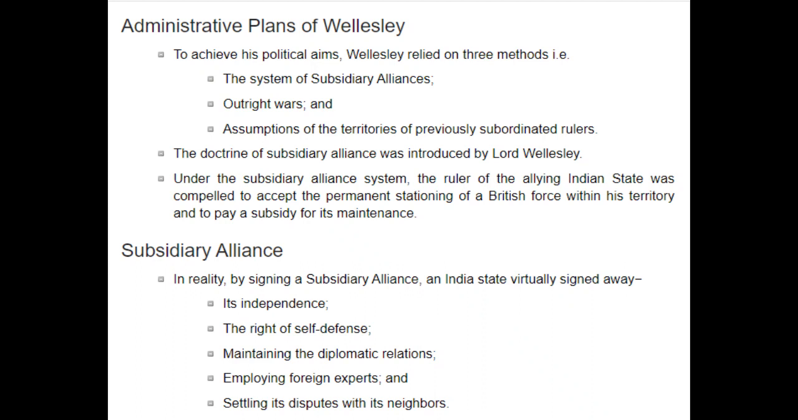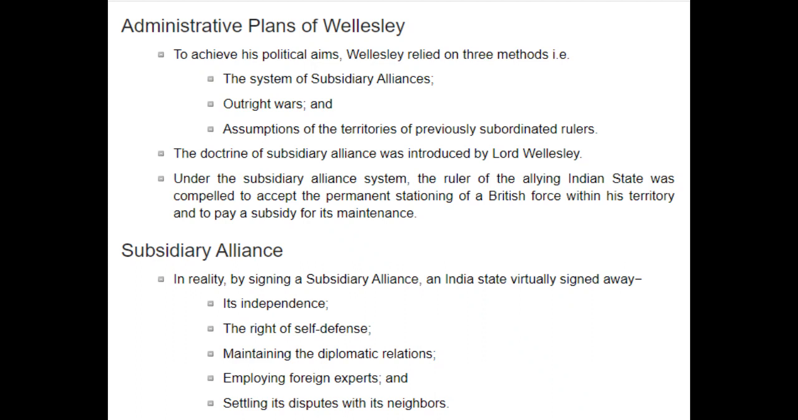Further, you can see we learned about the subsidiary alliance in the last lecture. So there are a couple of things to understand about subsidiary alliance as a recapitulation. So have a careful look and read it very carefully. In reality, by signing a subsidiary alliance, an Indian state virtually signed away these few things. So, if a ruler accepted the Britishers' subsidiary alliance policy, then he would actually be giving away his independence, isn't it?